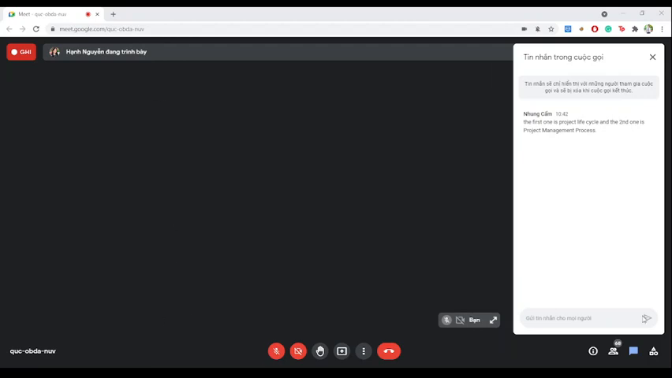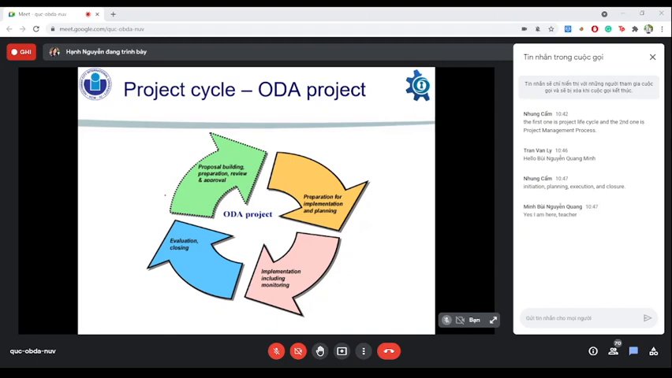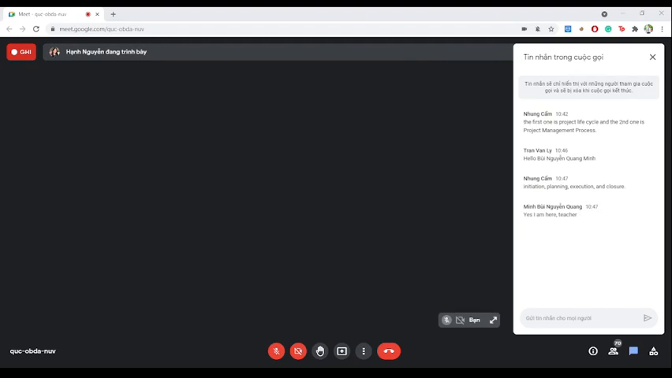Execution and closure. Like you, when you have to start the project, start the project and then you organize and prepare it. You carry out the project work and then you close the project.